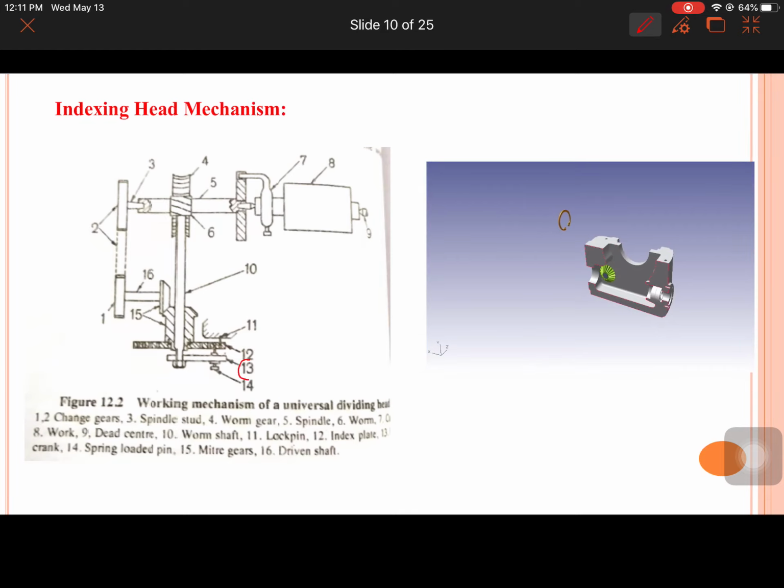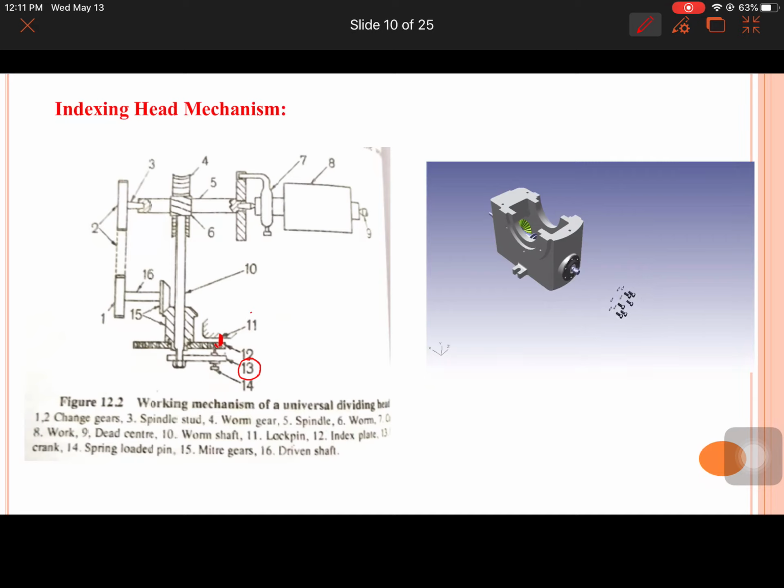Here you can rotate this particular crank by locking this index plate using this locking pin, which was shown in the red color. Or you can disengage this lock pin, then both this crank pin and index plate can be rotated simultaneously. Is it clear?